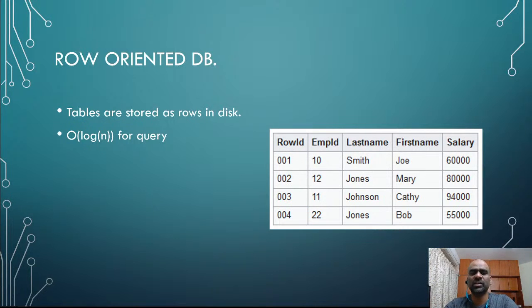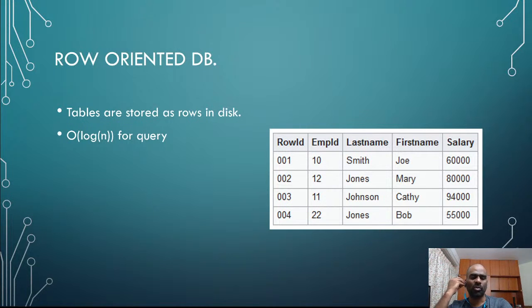A row oriented DB is a normal table you always have. Most probably whoever is listening to this will understand what a table means. It has columns, and each and every time I want to search for data, I need to traverse one by one: first row, second row, third row. So what if I want to search for salary 94,000? I have to search first, second, third, assuming there is no index on the table. If there is an index, it might be faster.